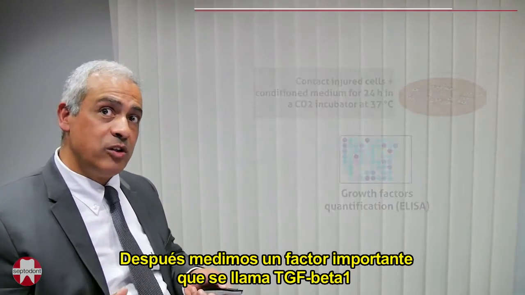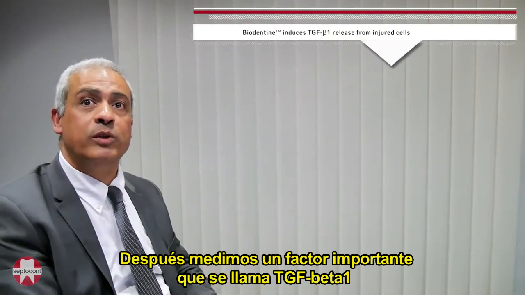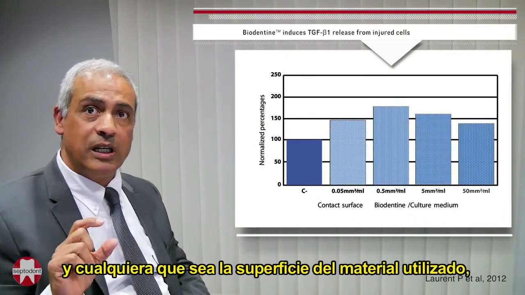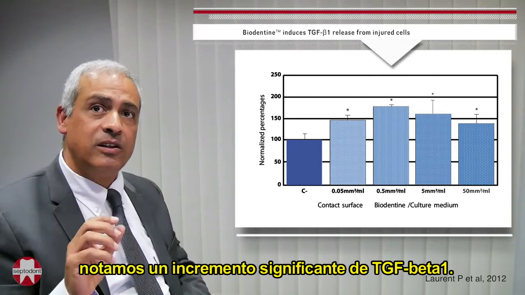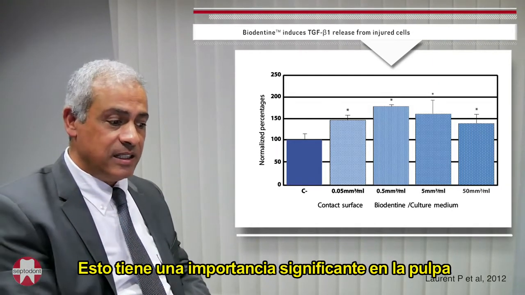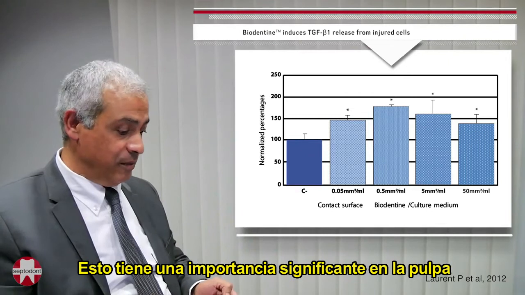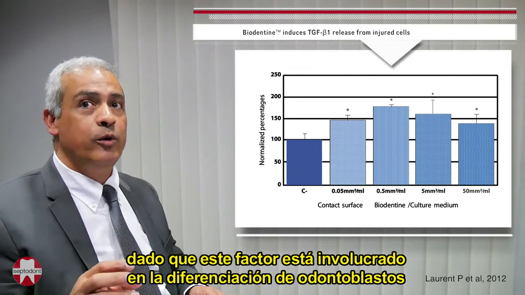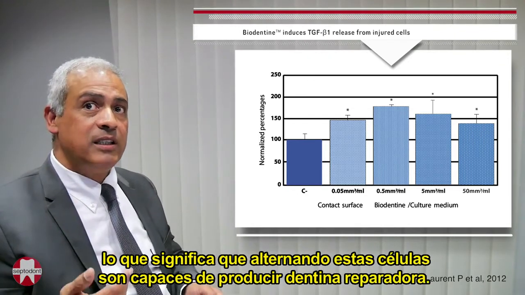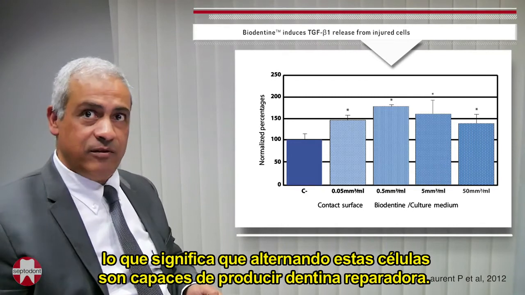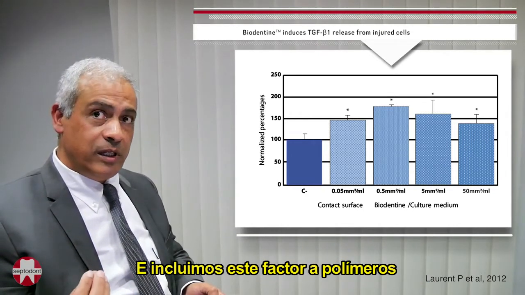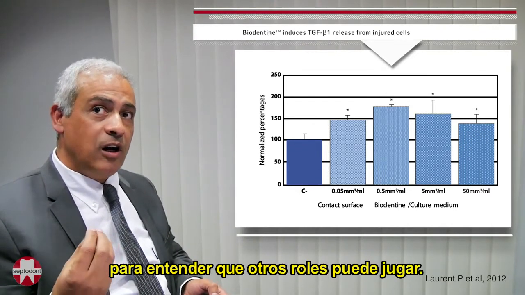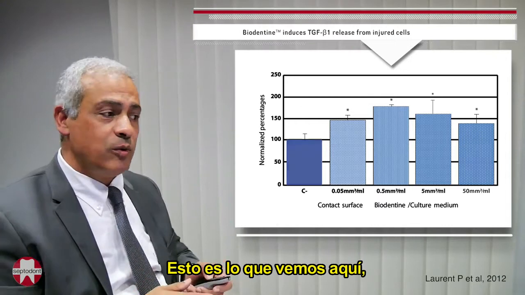Then we measured an important factor which is called TGF-beta1, and whatever the surface of the material used, we noticed a significant increase of TGF-beta1. This has a significant importance in the pulp because this factor is involved in the differentiation of odontoblasts, which means rendering these cells able to produce the reparative dentin. And we included this factor into polymers in order to understand what other roles it might play. And this is what you see here.